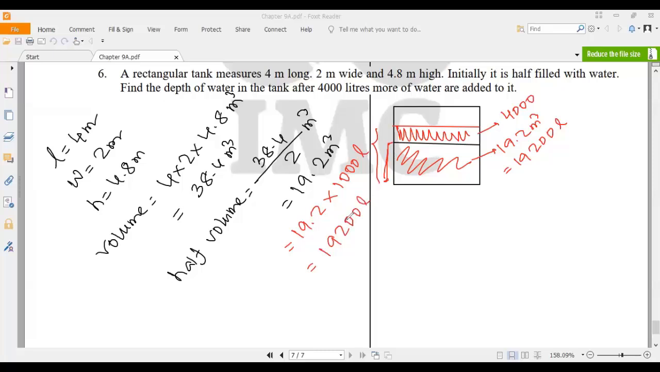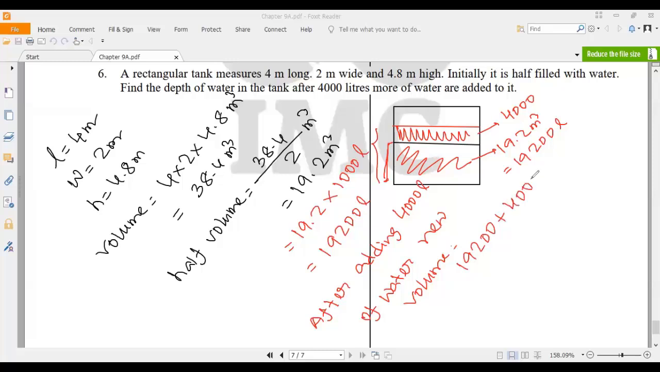So half volume we have already found out. Now, after adding 4,000 liter of water, new volume will be 19,200 plus 4,000 liter. Okay. So 0, 0, then it will be 2, 19 plus 4 will be 23. So 23,200 liter of water are there in this rectangular tank.